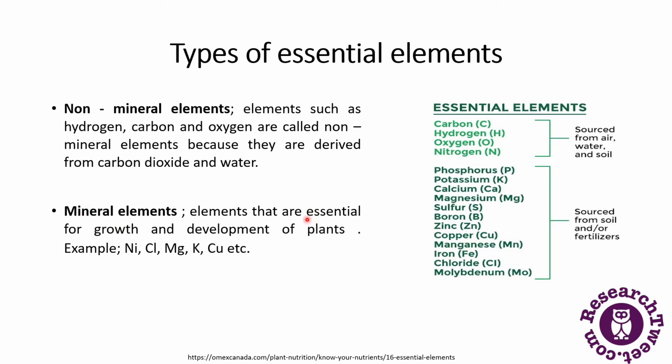Then what about mineral elements? They are essential for the growth and development of the plants. This includes nickel, calcium, magnesium, potassium, copper, etc. Here is a representation of the essential elements, carbon, hydrogen, nitrogen and oxygen, and they are sourced from the water and soil. And here they are sourced from soil or the fertilizer. So these are the examples of essential mineral elements and non-mineral elements.